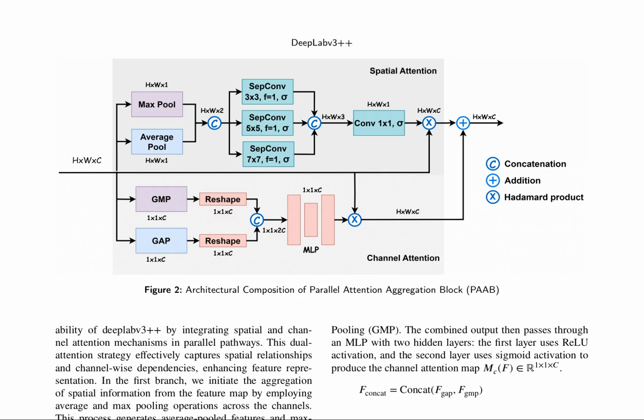DeepLabV3++ integrates spatial and channel attention mechanisms in parallel pathways to enhance feature representation. The model's architectural composition includes a parallel attention aggregation block, POB, that captures spatial relationships and channel-wise dependencies. In the first branch, spatial information is aggregated using average and max pooling operations across channels, followed by depthwise convolutions with kernel sizes of 3, 5, and 7. These outputs are concatenated and passed through a pointwise convolution to generate a 2D spatial attention map. This map encodes spatial locations to emphasize or suppress, improving the model's robustness and comprehensiveness.